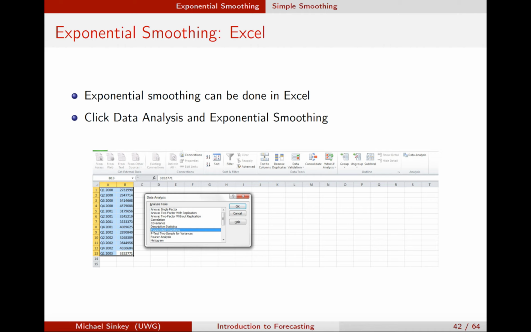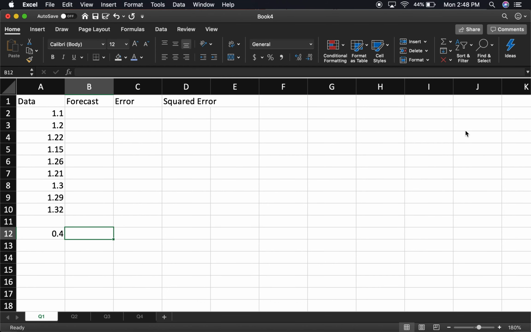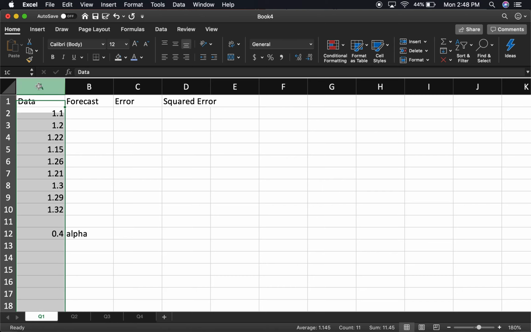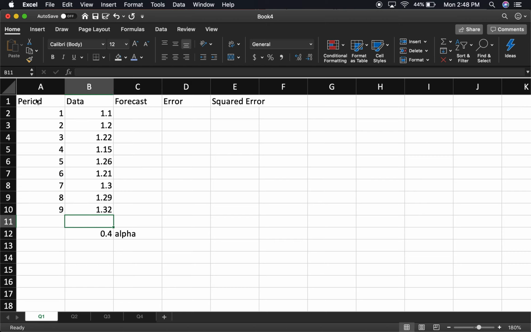Now, we can do this in Excel. Excel has built-in exponential smoothing that works similarly to the moving average, but I actually want to show you how to make an exponential smoothing forecast in Excel. So we're going to have alpha as 0.4. I have this data included here. Here are the data. They're in column A. And actually, I'm going to insert a column here, and we'll just call this the period. So this is the data for period 1, 2, 3, 4, 5, 6, 7, 8, 9. I have 9 periods of data.